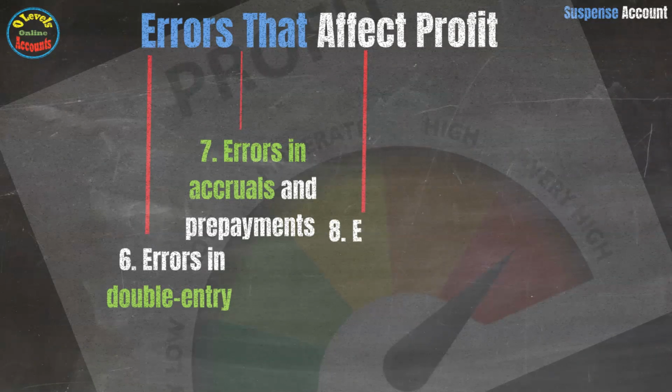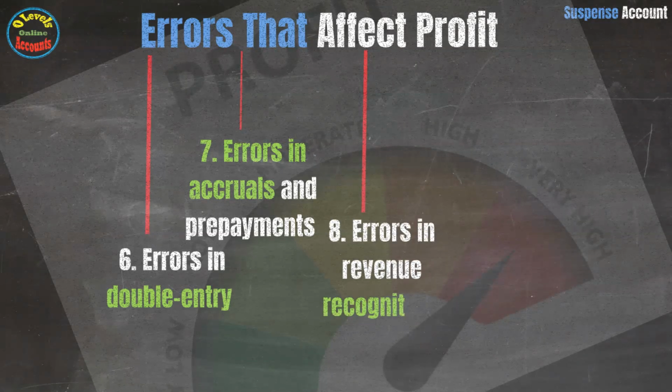Number 8, errors in revenue recognition. Revenue recognition errors occur when revenue is recorded in the wrong period, or not recorded at all, affecting profit.